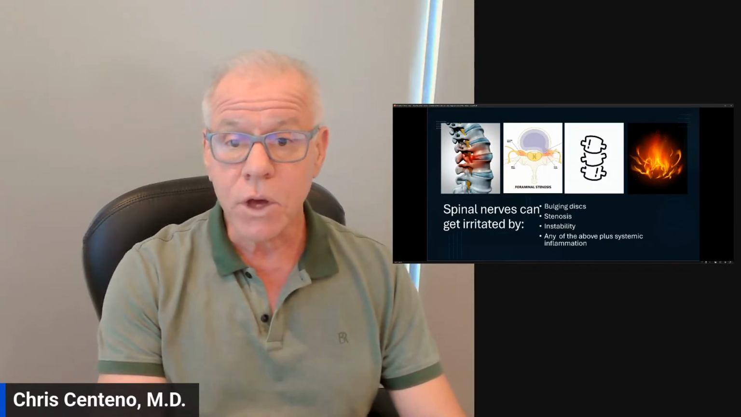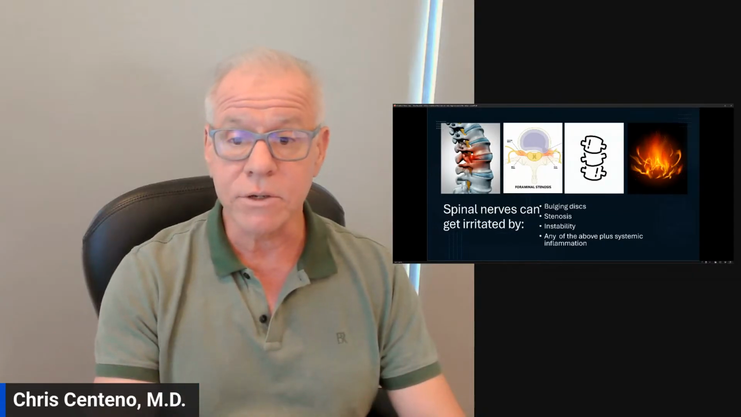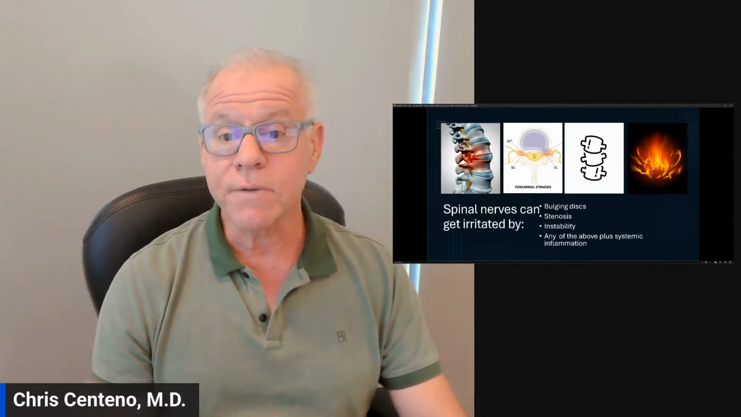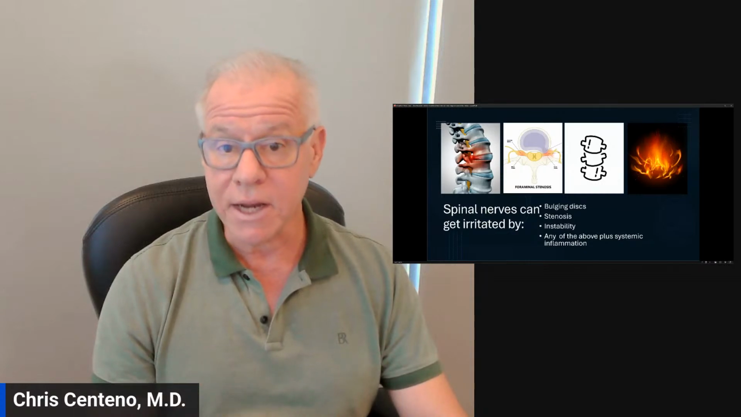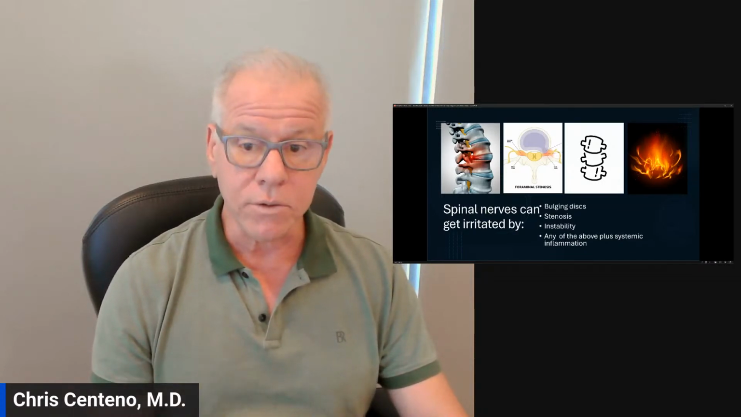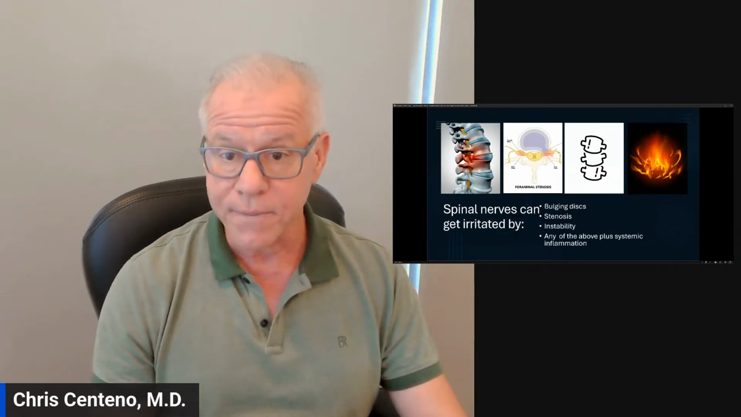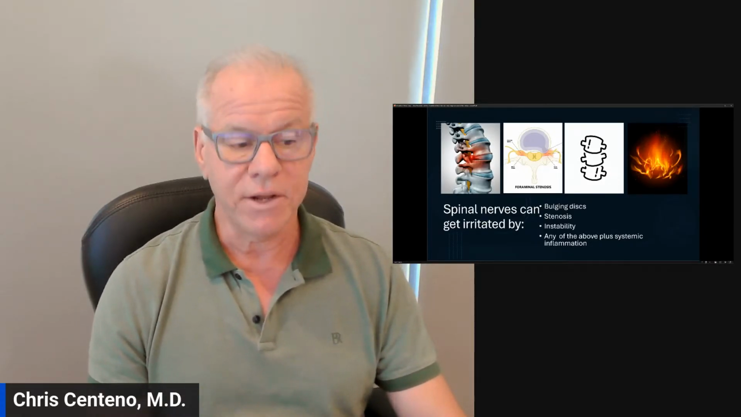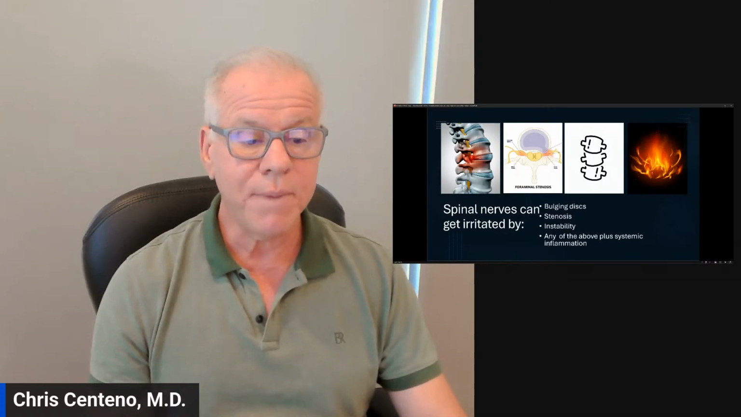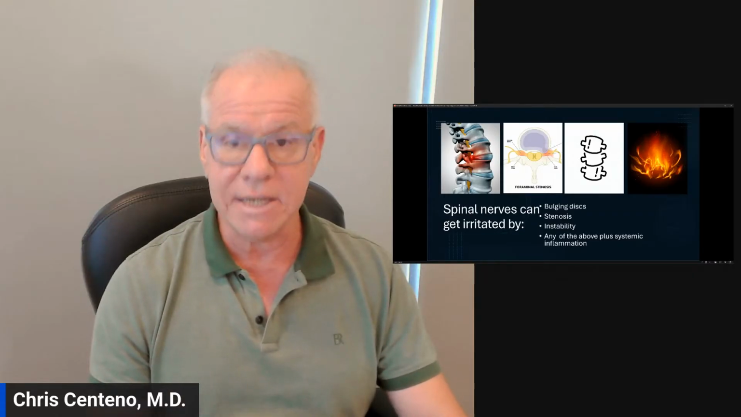But both of those can be made worse by a disc bulge because that reduces the space. You can also get spinal nerve irritation by instability, which is super common as we get older, right? As we get older, things become degenerative. They start moving around more, and we get degenerative instability. And any of the above can be made worse by systemic inflammation. And systemic inflammation here is a big deal.